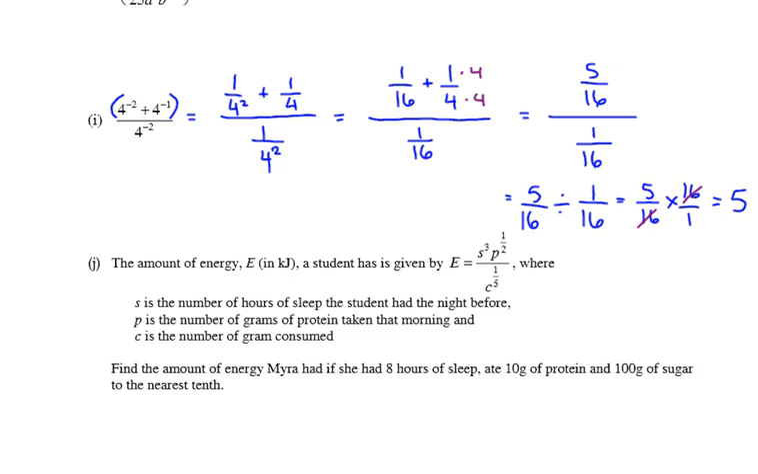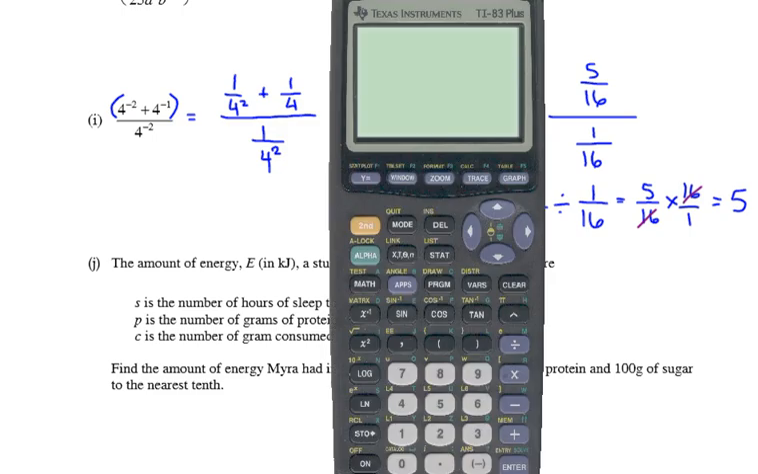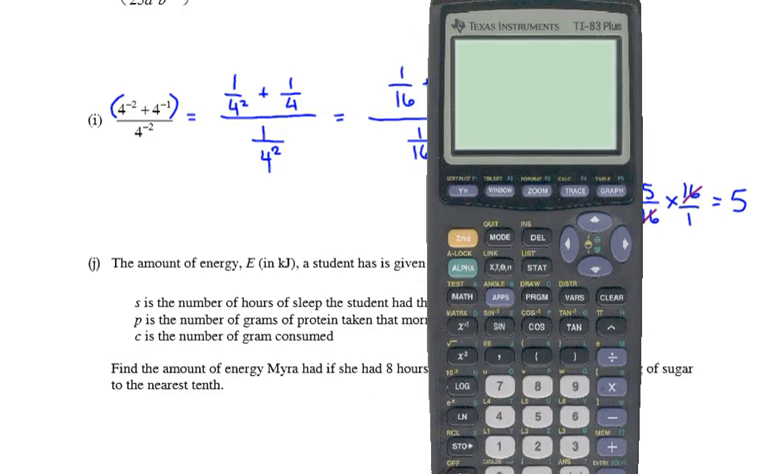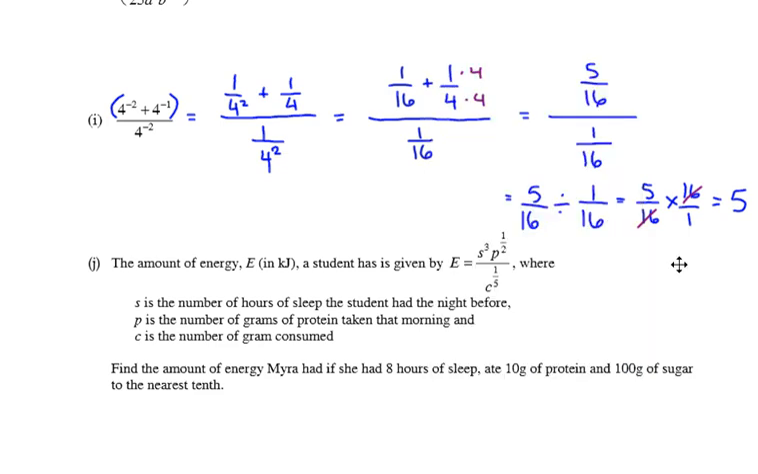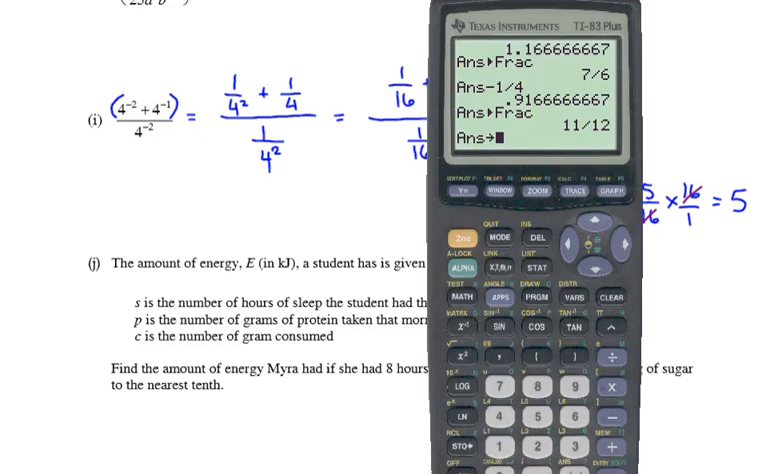Because of addition. Okay, now could you actually type this into your calculator? How would you type this into your calculator? Brackets. Because this is just multiplication and division, right? There's no addition anymore. It has to simplify. That simplifies to 5. Because 16 will go in 5 times.